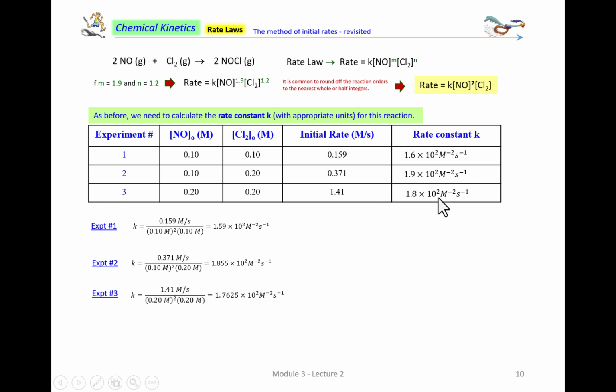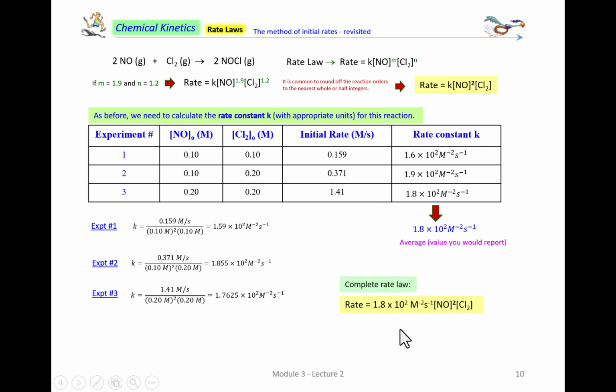So you can see that the rate constant from experiment to experiment is not constant, which seems counterintuitive, but the rate constant should be constant. It's just that, remember, real data has some uncertainty in it. And so the rate constant determinations are going to have some uncertainty for each experiment. And for this case, what we would do is just report an average of the three rate constants. That's the value you would report for the experiment.